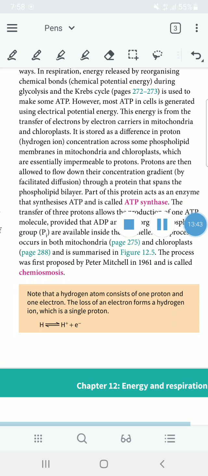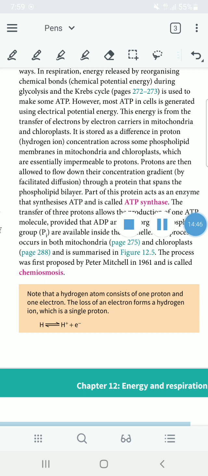Continue the note. This energy is stored as a difference in proton (hydrogen ion) concentration across the thylakoid membrane or the inner membrane of mitochondria, open brackets and write, phospholipid bilayer, full stop.